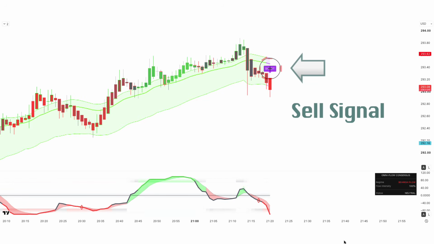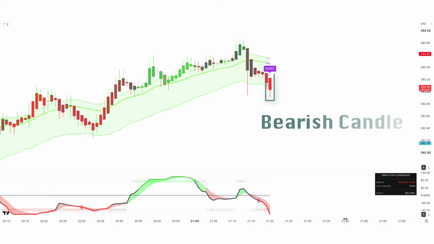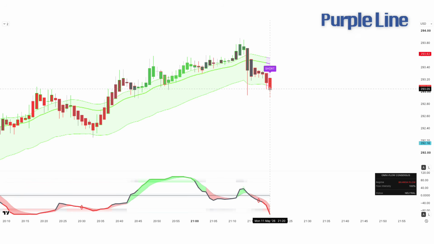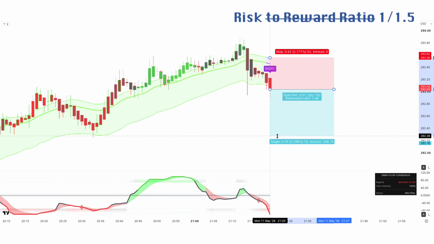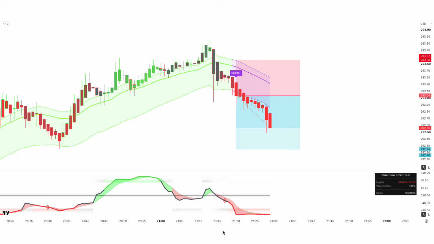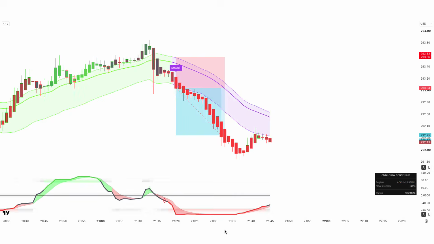Here the RMA ATR Bands label down is the short sell signal. Here the red line of OmniFlow Consensus is below the zero line. Here the market has made a bearish candle to give confirmation. So all our conditions are being fulfilled, and we are placing an order to sell. Our stop loss is placed at the purple line, and the risk to reward ratio will be 1 to 1.5. Let's see what happens to our trade. We have won the trade. Let's find the next trade.